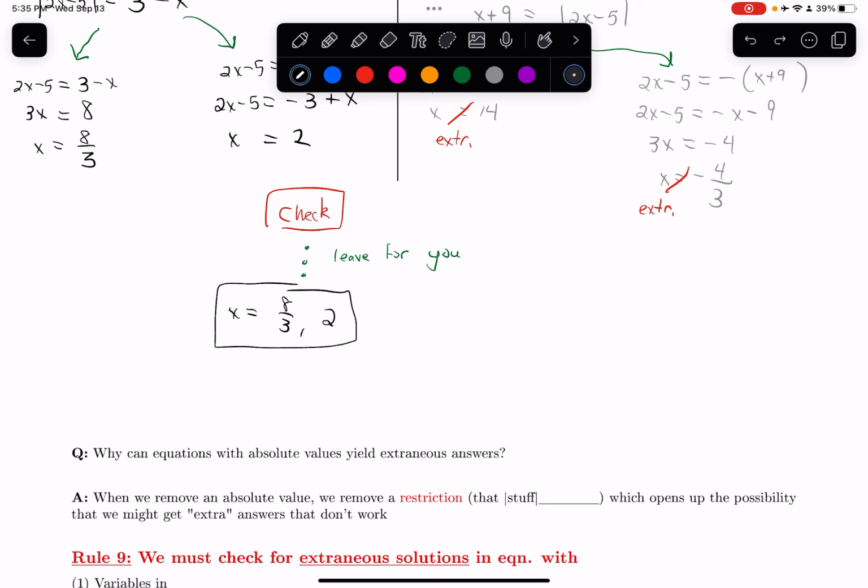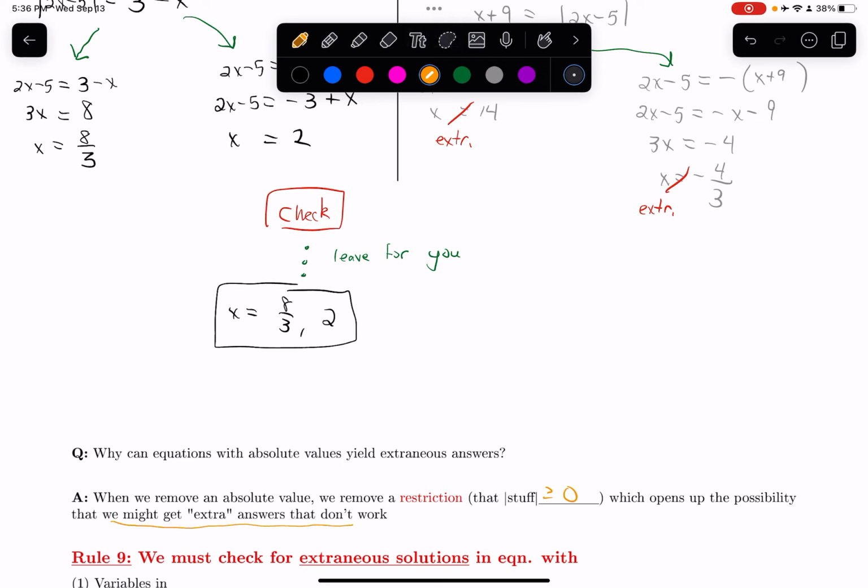So the reason for that is something very similar to what we saw with equations with square roots or even roots. It has to do with the fact that when we remove an absolute value, when we do that step, we are removing a restriction in the equation. Because when you have the absolute value of some stuff, the absolute value of some stuff has to be greater than or equal to 0. But when you remove the absolute value, well, that quantity, this stuff, no longer has to be greater than or equal to 0. It potentially could be a negative quantity. So it opens up the possibility then that we might get some extra answers that don't work.